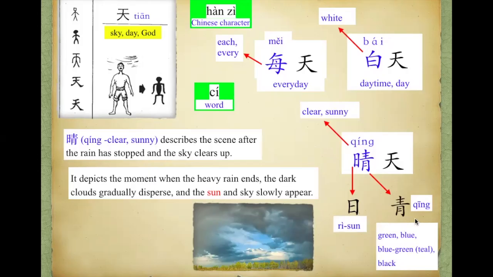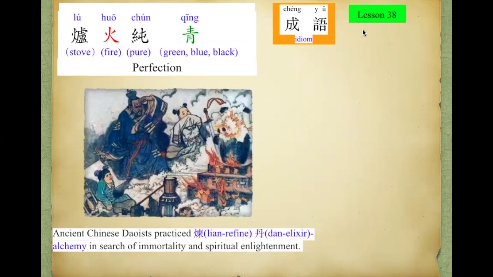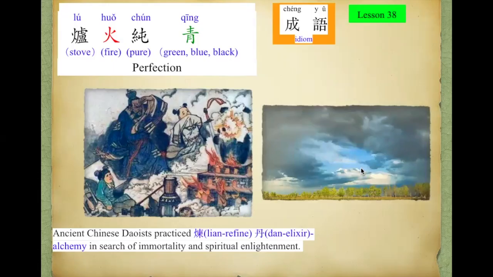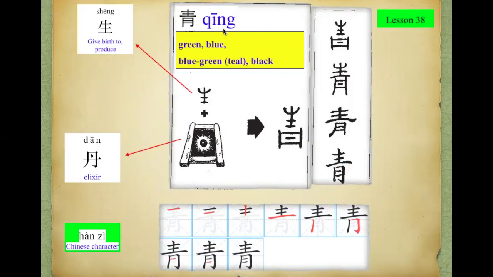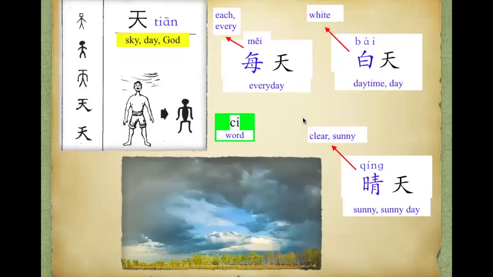For the 汉字清, we have learned a 成语 in lesson 38. 炉火纯青. Because ancient Chinese Taoists practiced 炼丹, alchemy, in search of immortality and spiritual enlightenment. And when the dan elixir is ready, is perfect, they will see the color turn green, blue, black. And that's the time when the sun comes out. It looks like green, blue, black. If you want to know more about 汉字清, please watch lesson 38. So 晴天 means sunny or sunny day.